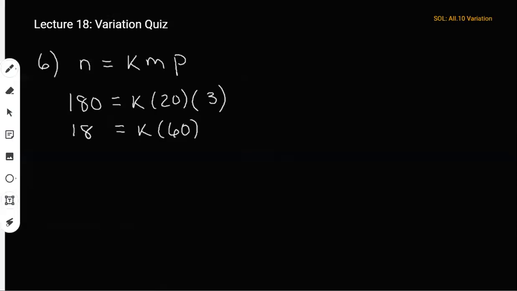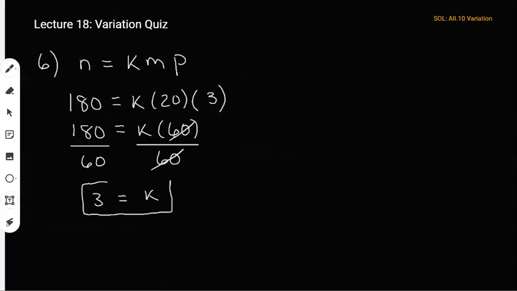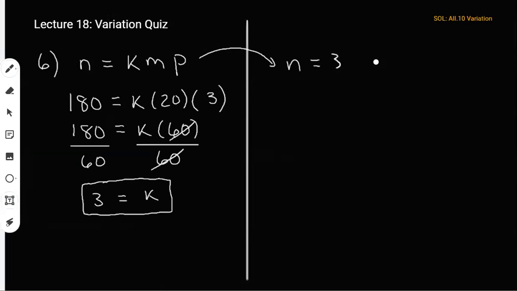And then to get k by itself, what I need to do is divide both sides by 60. So they cancel out on the right side. On the left side, I have 3 is equal to k. So now that I know what k is, I can go back and rewrite my equation where k is equal to 3. So over here, I'm going to have n is equal to 3mp. The only thing I changed was k.